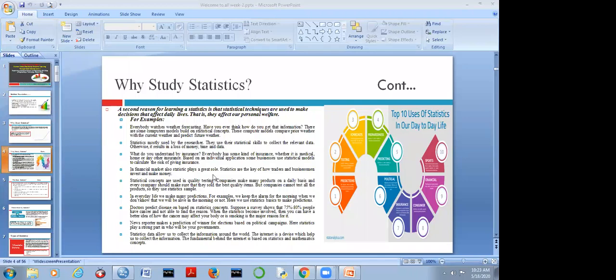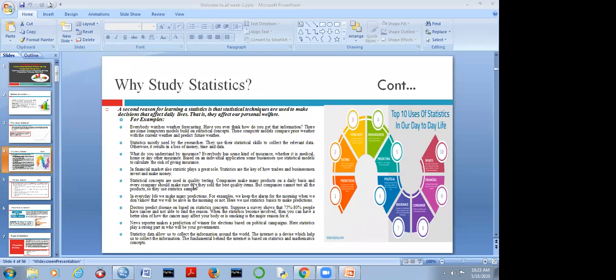So in that case, statistics should be known. You should have good statistics knowledge so that you understand trade and business. You should understand which organization gives more profit when you invest there, when you purchase the share of that organization. It is only possible when you have statistical knowledge.